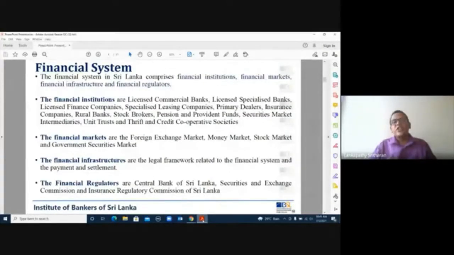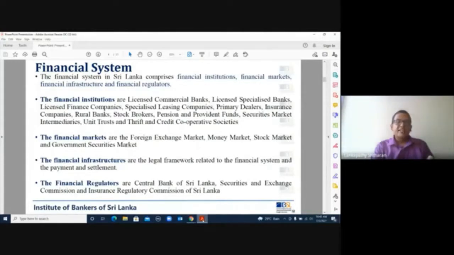In the financial institutions, we can give as examples licensed commercial banks and licensed specialized banks. If you work in a financial institution, you may know the difference, but just for clarity, I'm reiterating: a licensed commercial bank can run current account facilities, but a licensed specialized bank may not have current account facilities. For licensed commercial banks, examples are Bank of Ceylon, People's Bank, HNB, Commercial Bank and all. For licensed specialized banks, we can give NSB, HDFC, those types of banks.